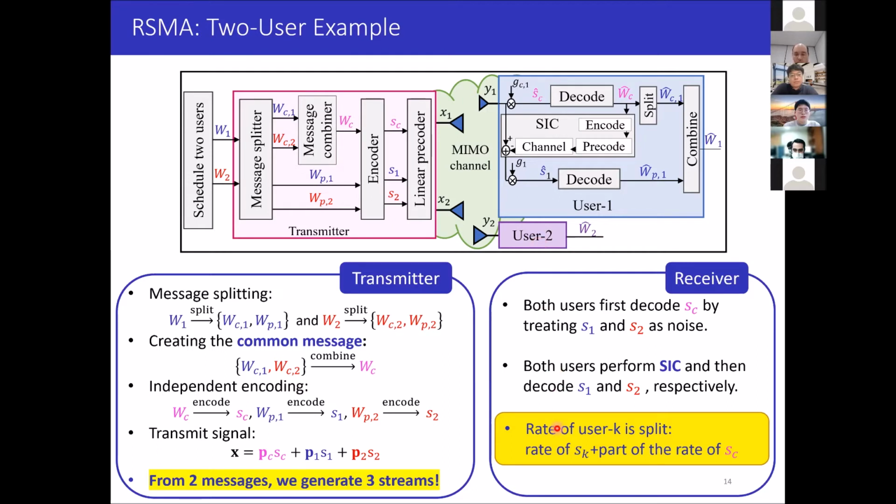And so this is called rate splitting because the rate of a given user has been split into two parts. The rate of user one will be the rate of its private stream S1 plus part of the rate of the common stream. So part of the bits encoded into the common stream carries information for user one. So part of the rate of the common stream is also intended for user one. The sum of the rate of this part and the rate of the private stream will give you the rate for user one.